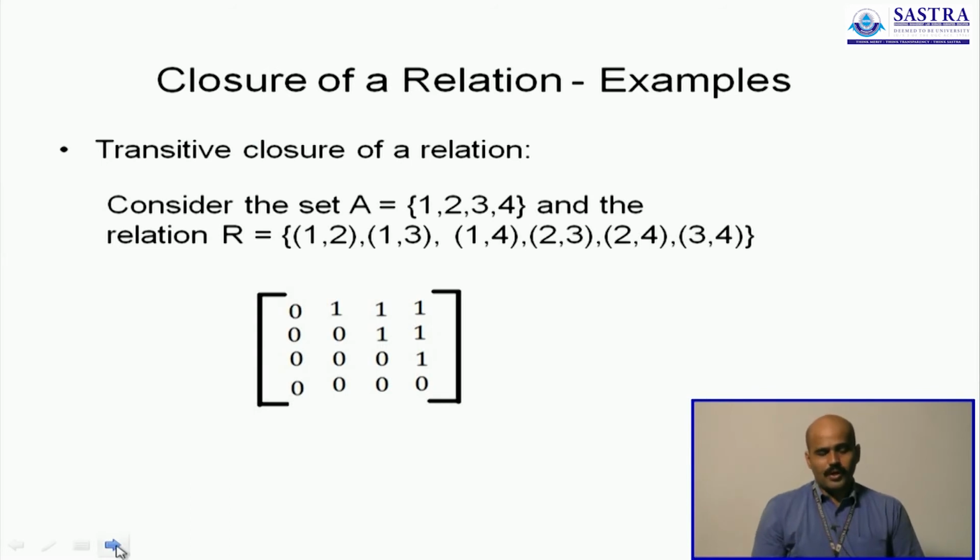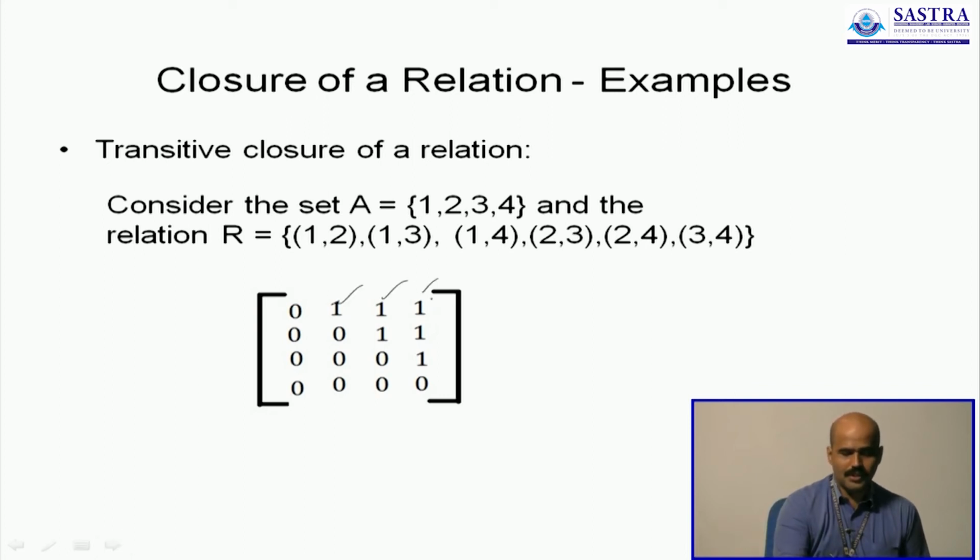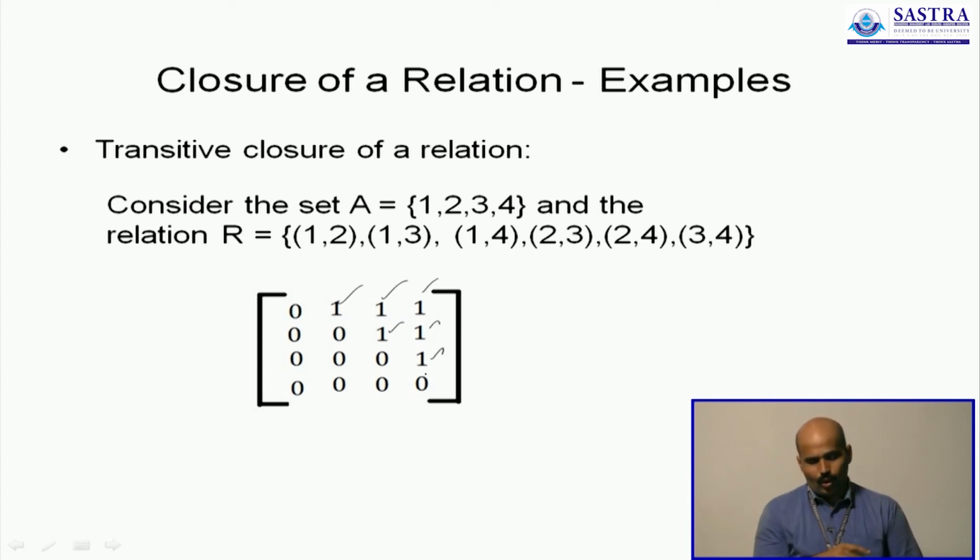We will do one more interesting example on 4 elements, 1 2, 1 3, 1 4. They are represented in these. 2 3 and 2 4 are here, 3 4 are here. There are no 1s in the first column or the last row. So this forms an interesting matrix and will give us an interesting result too.